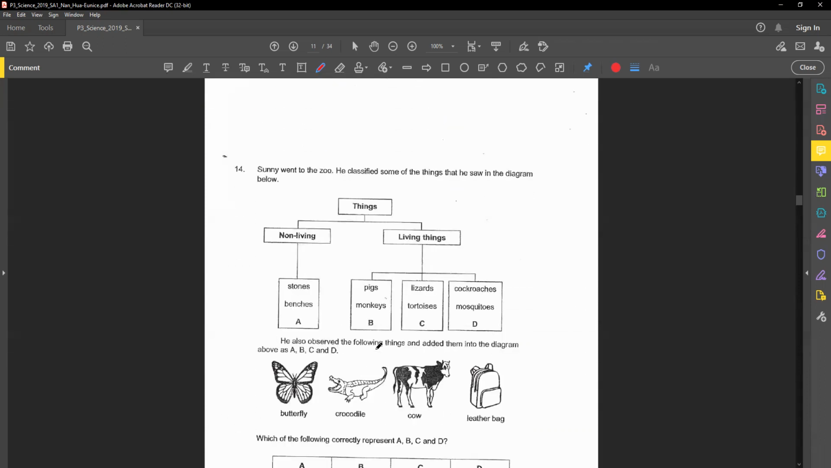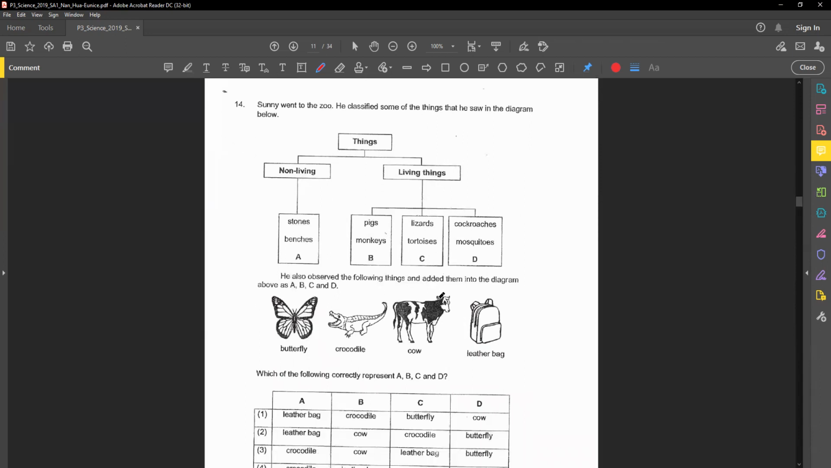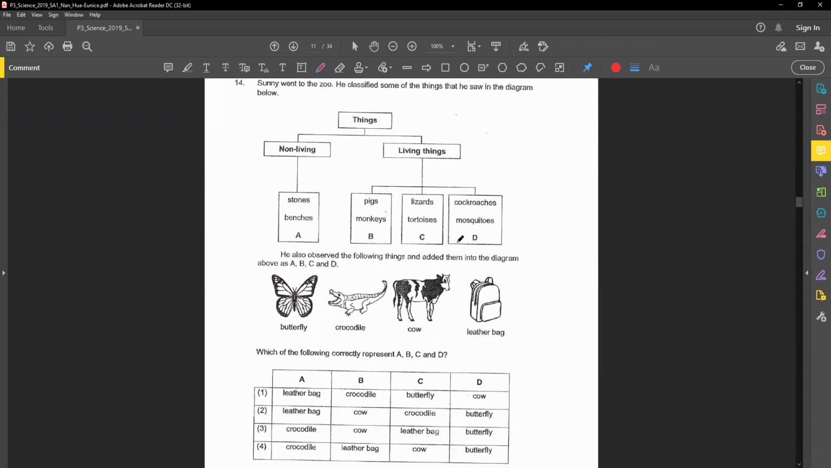Moving on to question 14. Question 14 needs you to classify butterfly, crocodile, cow, and leatherback into A, B, C, or D. A is under a non-living thing box, so it must be the leatherback. So using elimination, 3 and 4 are out. Next, B is under the living things box, and the other animals inside the same group B are pigs and monkeys, which we know are mammals. Looking at option 1 and 2, the crocodile is a reptile, so it is wrong. It does not belong in group B. Cow is a mammal, so yes, it belongs in group B, and the correct answer is 2.